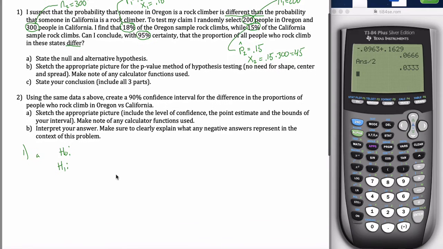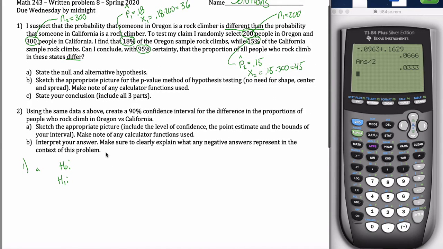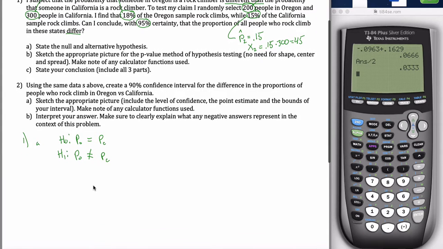What we want to do when you have a two-proportion z-test is compare together the population proportions of the two groups. So maybe P of Oregon and P of California. My null hypothesis would be that those two things are equal. And my alternative hypothesis could be a less than, a greater than, or a does not equal sign. Because I put differs here, say does not equal sign. This is a two-tailed test.